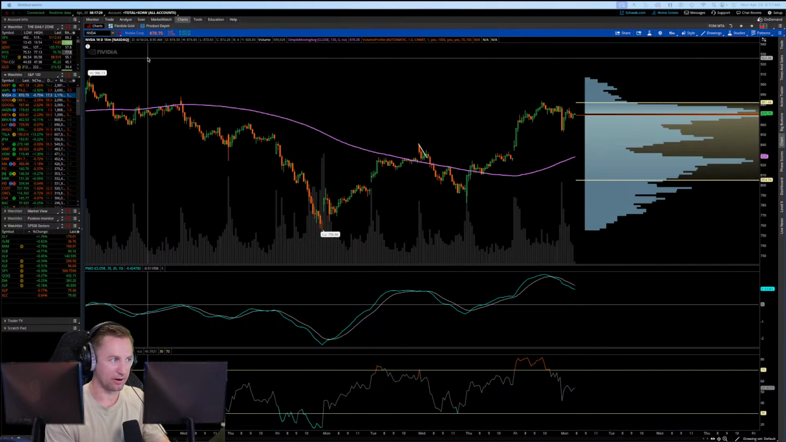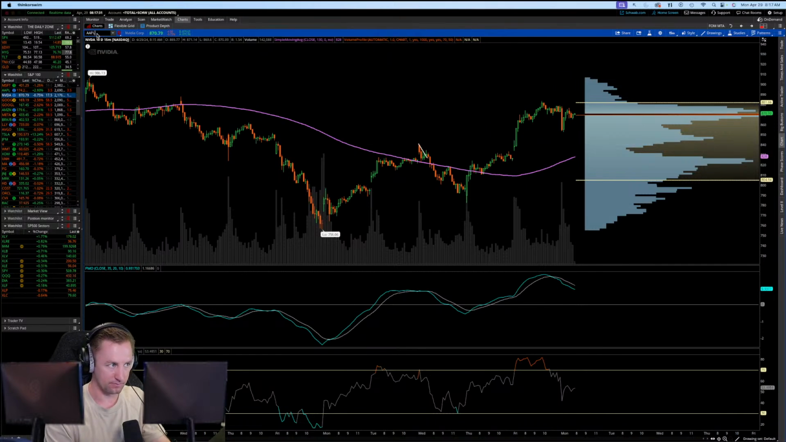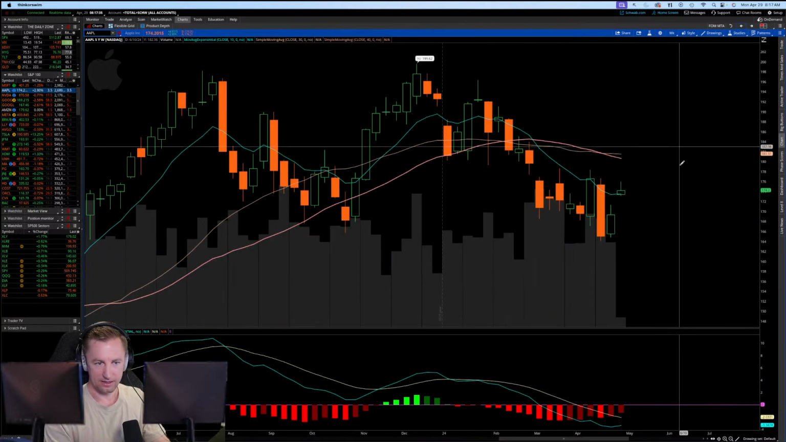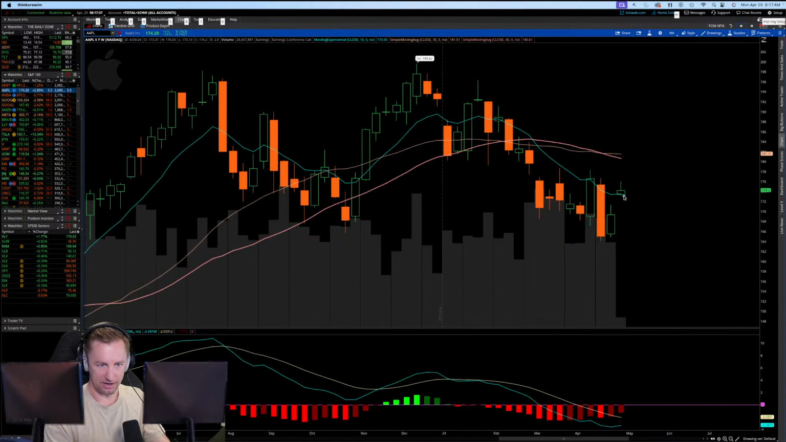Weekly Apple candle looks bearish. Yeah, I mean, it can look bearish if it closes down here like a little shooting star candle, but this big gap up is what's kind of crazy to me.